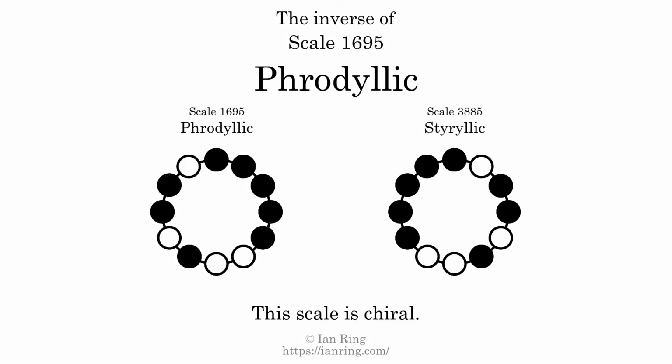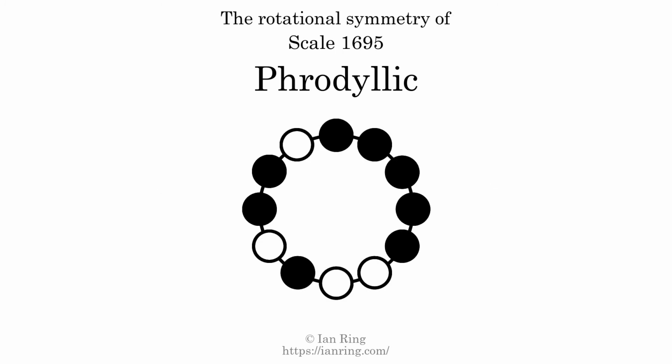The inverse of a scale is a mirror image. It is what you get when the sequence of intervals is reversed. The inverse of this scale is scale 3885, also known as Phrodyllic. This scale is chiral. It cannot transform into its inverse by rotational transformation. This scale has no rotational symmetry.